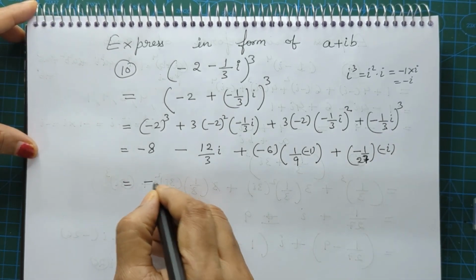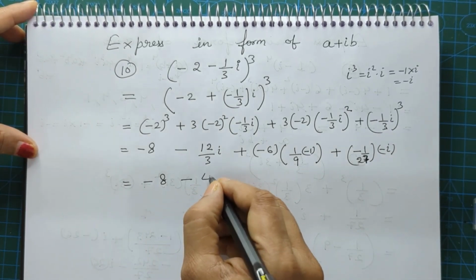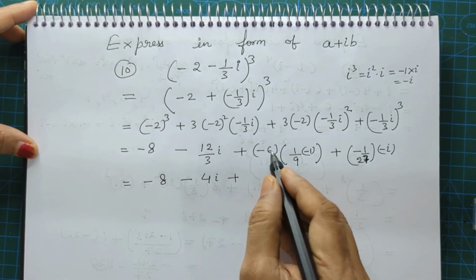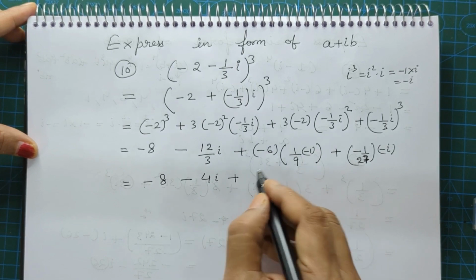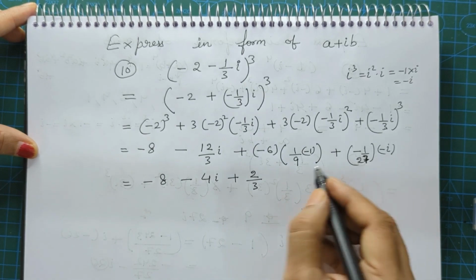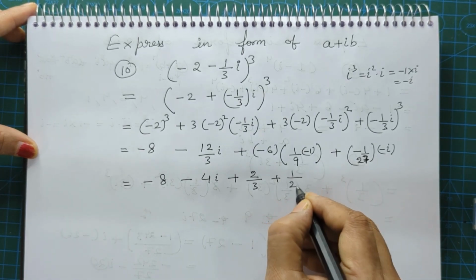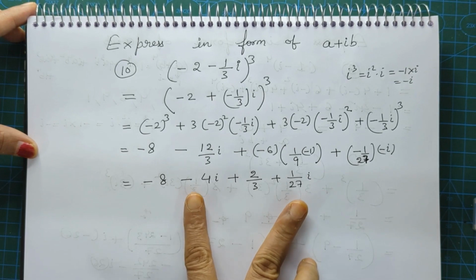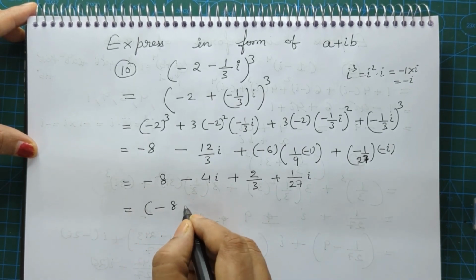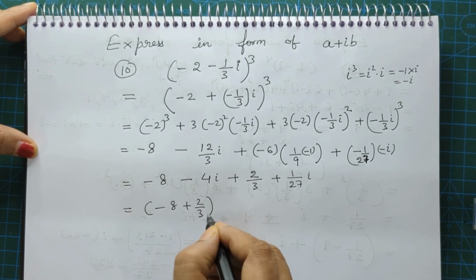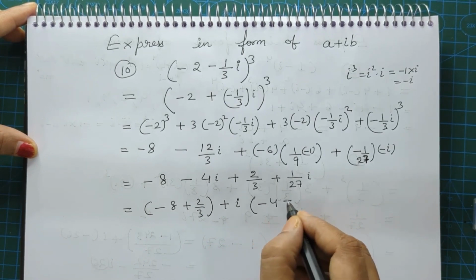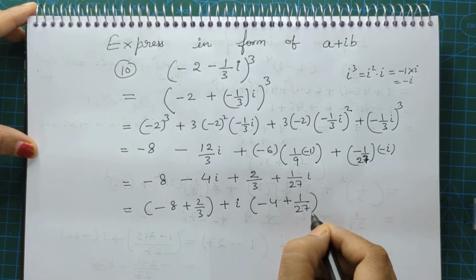The next step: minus 8 minus 4i. 12 by 3 is 4. Minus of minus is plus 6 by 9, so we can go for the 3 table: 3 2's, 3 3's. Negative of negative is positive, 1 by 27i. We'll put the like terms together: minus 8 plus 2 by 3, plus I is the highest common factor. What goes in the bracket is 4 plus 1 by 27.